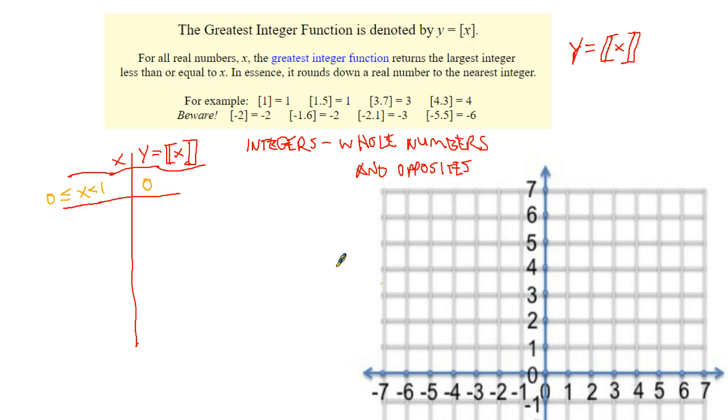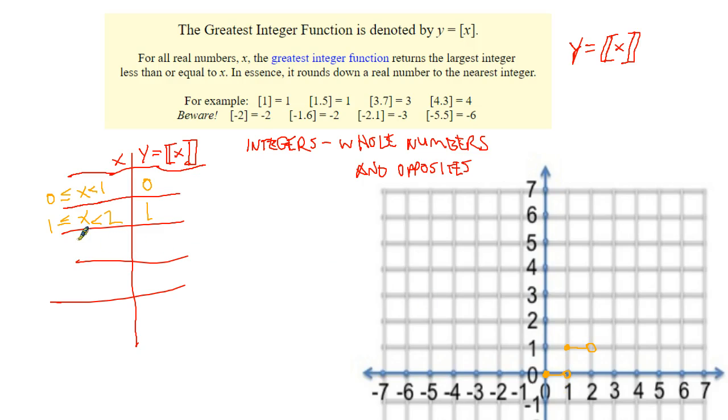So when I go to graph this, it looks like this. I put a closed dot at 0, and then I go almost up to 1, and at 1 I put an open dot because this does not include 1. Let's try a few more of these. x is greater than or equal to 1 and x is less than 2, and that gives us a 1. So again, y is 1 from x equals 1 almost up to x equals 2, and then we graph.